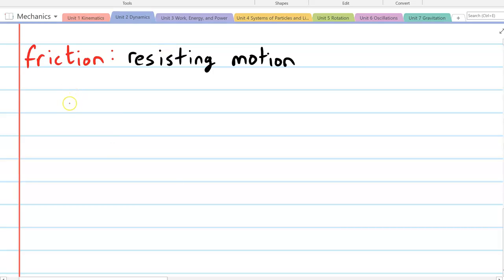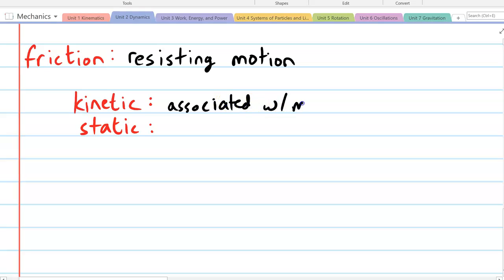There's actually two types of friction. There's kinetic and there's static. So kinetic is associated with motion, while static is not associated with motion. So I'm just going to pretend that was in quotations.